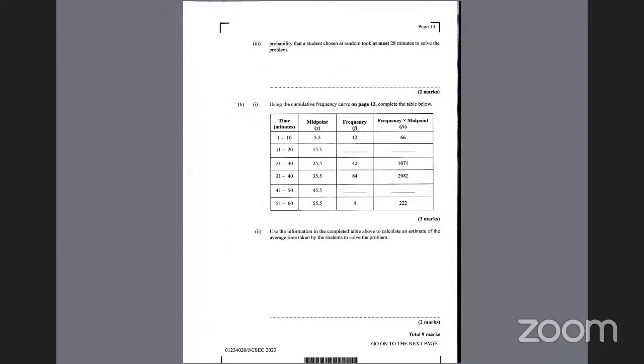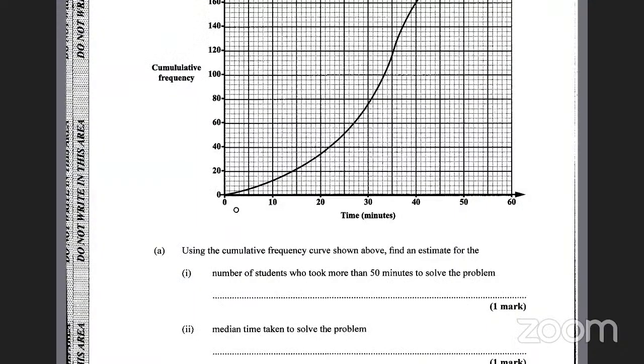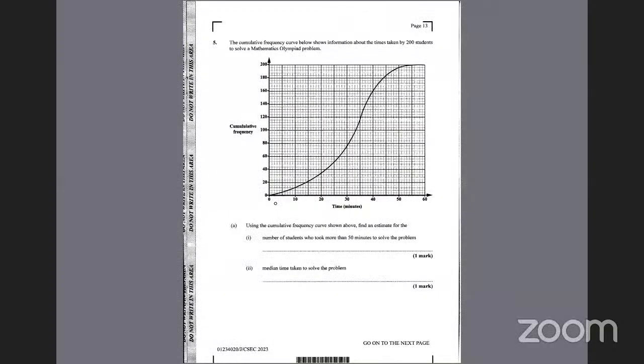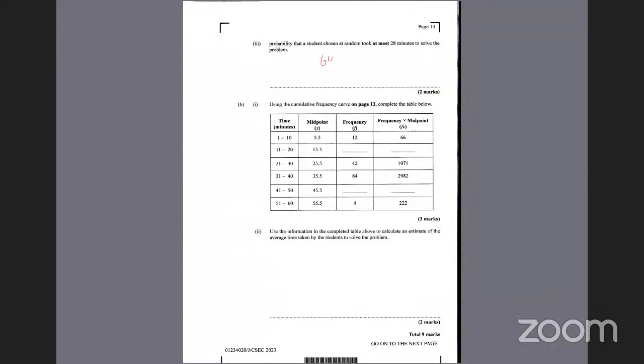Oh no, we're not done. Part 3. The probability that the student has at most 28. At most 28 means it has to be 28 or less. So 28 is right here. When it comes across, it looks like 64. So you have a total of 64 out of 200. Or you could say 32 on 100 as a probability. Or you could even say it's 0.32. Right, 0.32 appears to be the probability there.